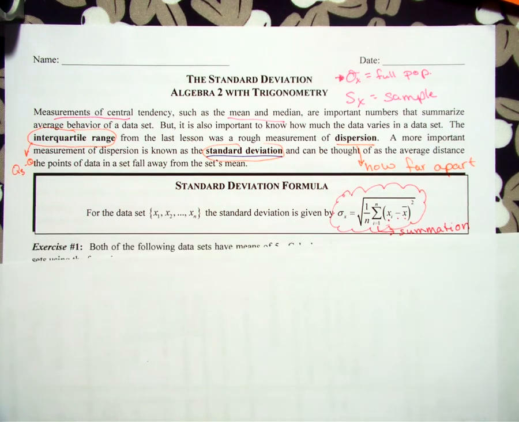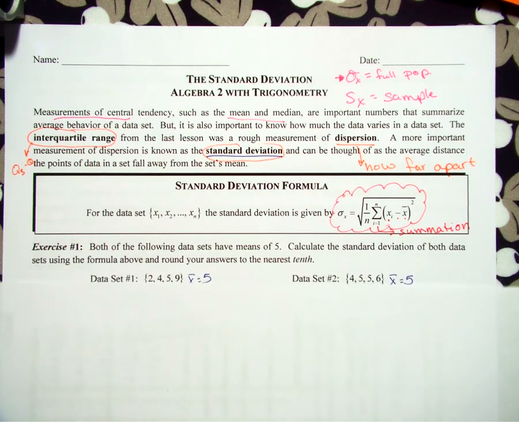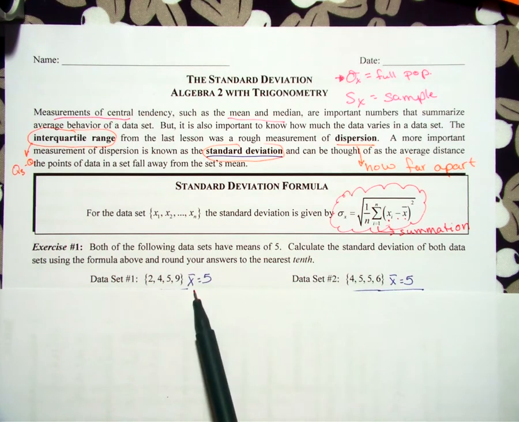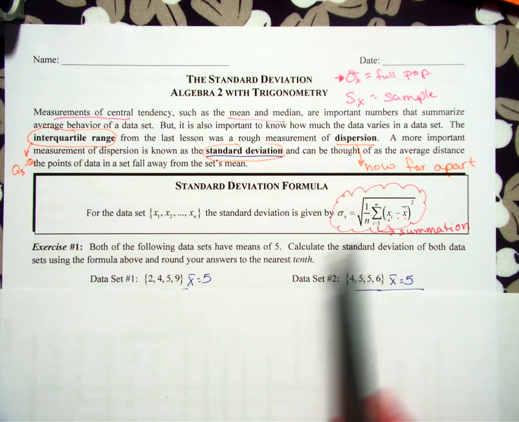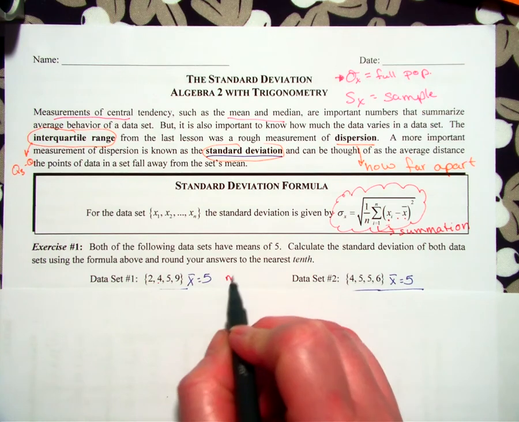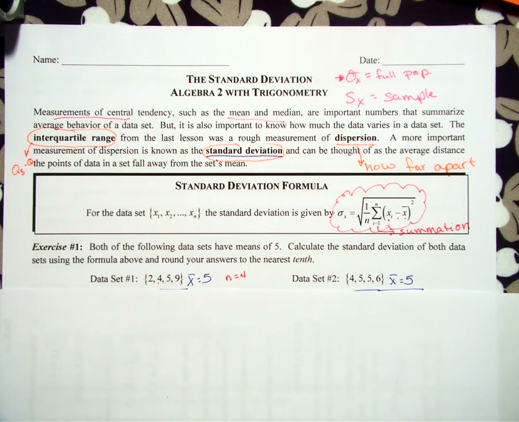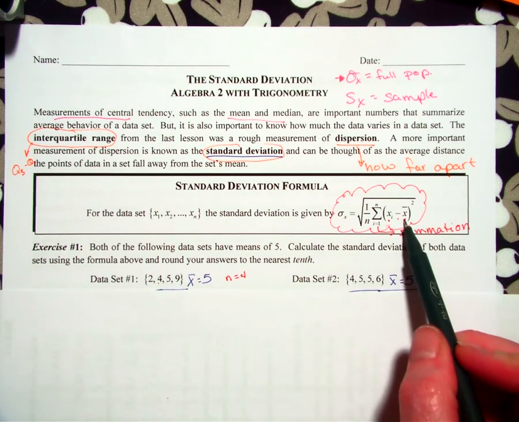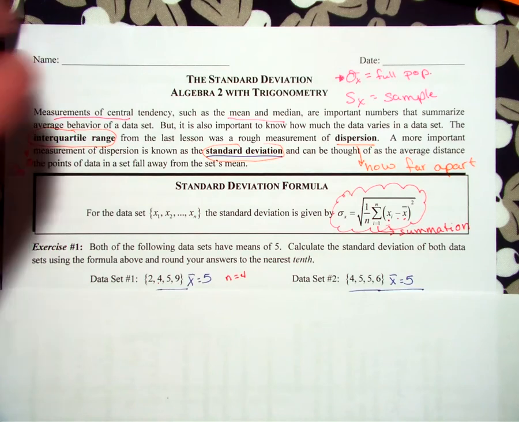So if we take a look here, exercise number 1, both of the following data sets have means of 5. So I wrote right here, mean of 5, mean of 5. So they're telling us both those data sets have a mean of 5. They want us to calculate the standard deviation of both data sets using the formula above and round your answers to the nearest tenth. So I'm taking my numbers and I'm going to plug everything in. So for data set 1, we have 1, 2, 3, 4. So my n here is a 4. So I'm going to plug that in for the n of my equation. My mean is a 5, so that's going to go in there for the x bar, our mean value there.